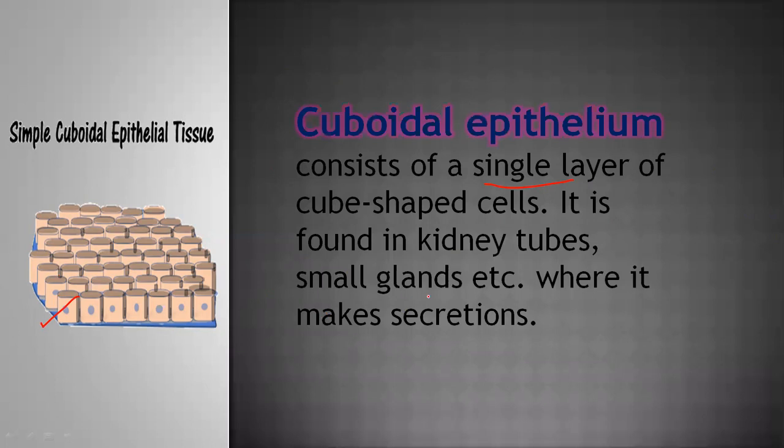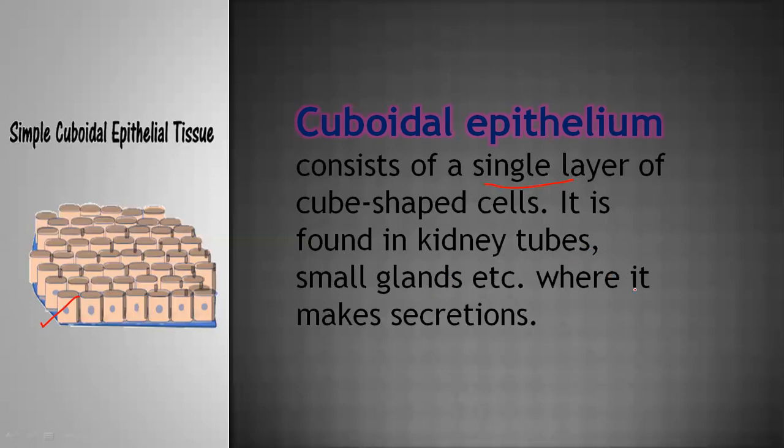In the kidney, there are the urinary tract, ureter, and collecting ducts. All these tubes have this type of cuboidal epithelium tissue. Small glands also, the glands it's covering and its ducts are also covered by cuboidal tissues.